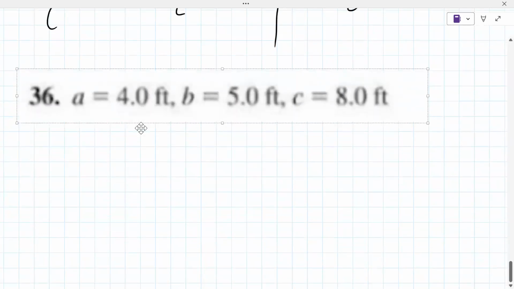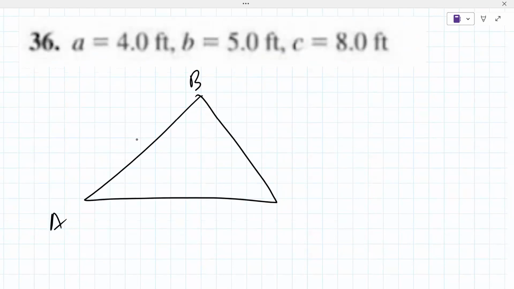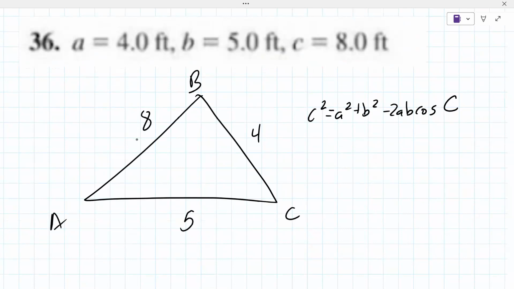Law of cosines, typically only one triangle here. A, B, C, 4, 5, 8. You can actually solve for any angle that you want. So you might just stick with the standard c squared equals a squared plus b squared minus 2ab cosine big C. And then I would not try to remember the formula for cosine C. I would just solve it here for it.